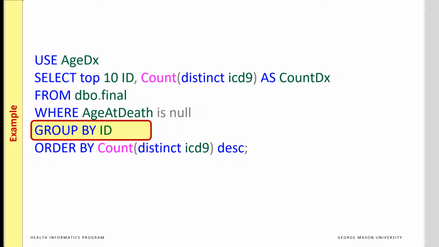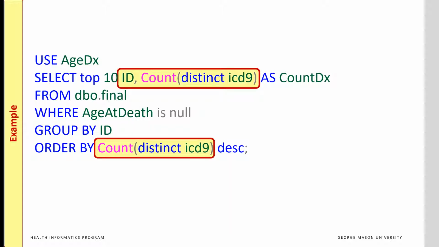Since there are several records available for each patient ID, the group by command tells the computer to return only one value per patient. In the select portion of the code, ID is listed without an aggregate function because it is already a part of the group by command.